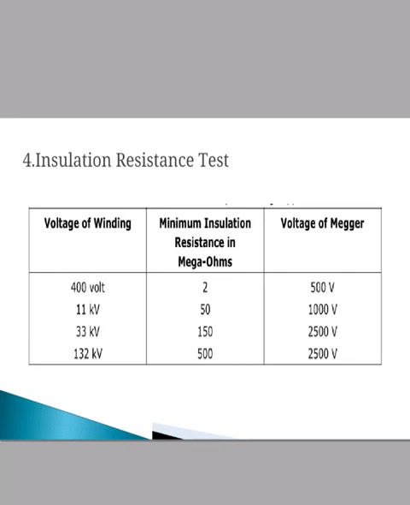If we have to measure these parameters, or measure the insulation resistance, then we identify the different factors affecting the insulation resistance. Here we show the voltage of winding, minimum insulation resistance in mega ohm, and voltage of the Megger. For example, suppose we consider a winding voltage of 400 volt, then the minimum insulation resistance is 2 mega ohm and the rating voltage of the Megger is 500 volt. This is the rating of the Megger.